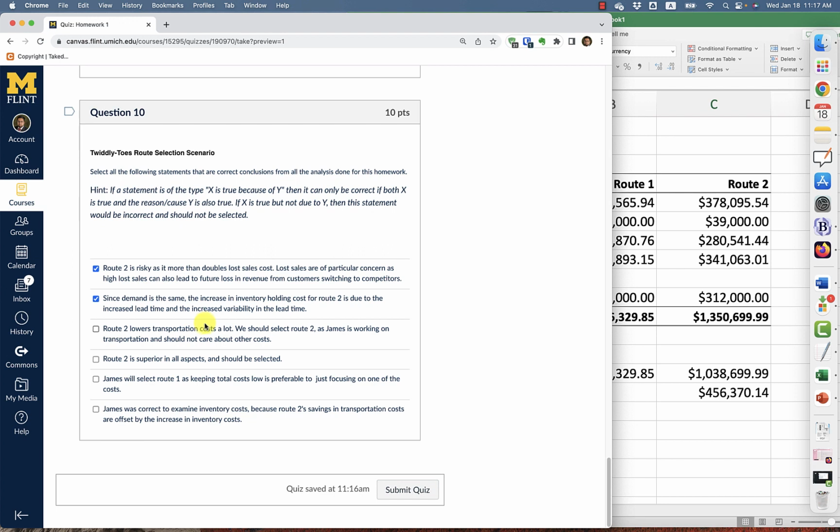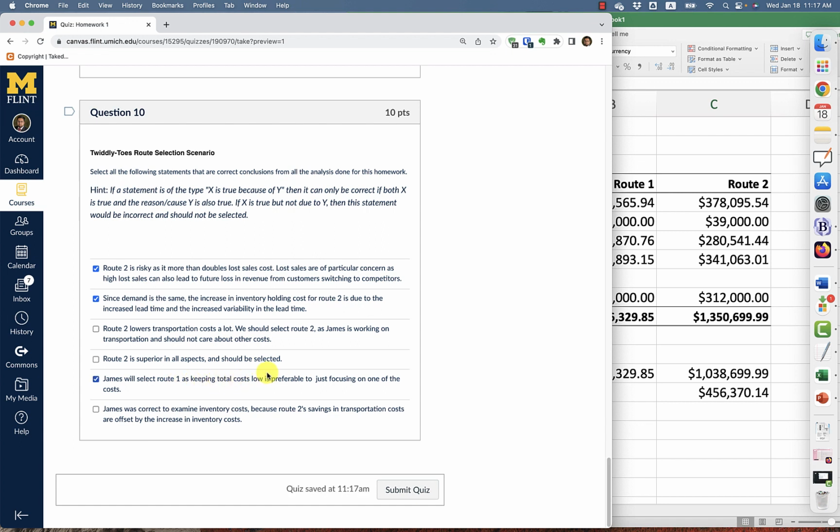Route 2 lowers transportation cost a lot, which is true. We should select Route 2 as James is working on transportation and you should not care about other costs. That's totally false. As a logistician, you have to worry about total cost. You can't just reduce cost in one area and increase cost in other areas and say my job is done. That's silly. Route 2 is superior in all aspects? Not at all. It's only superior in transportation costs. Route 1 is superior in reducing inventory costs.